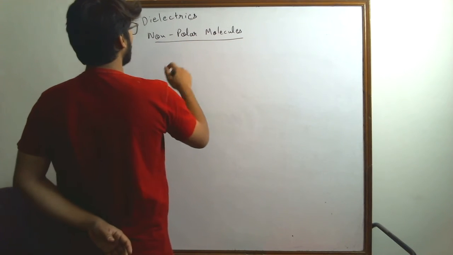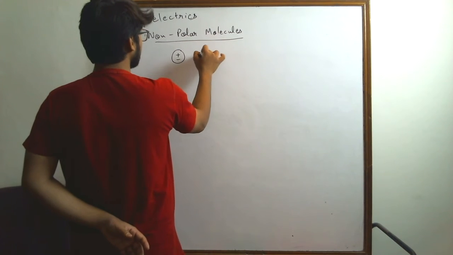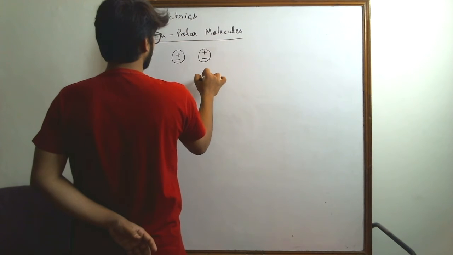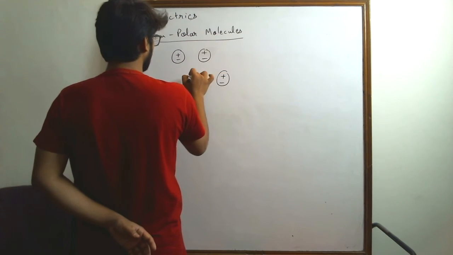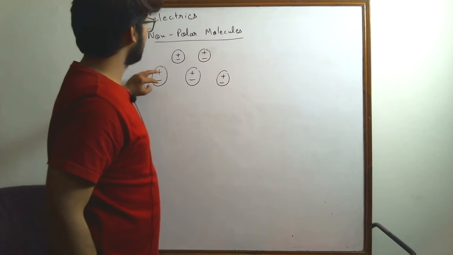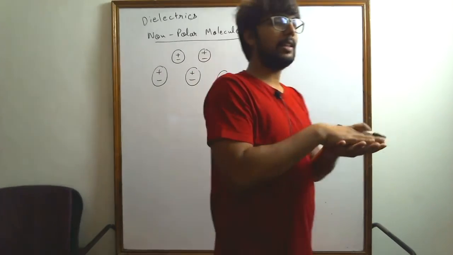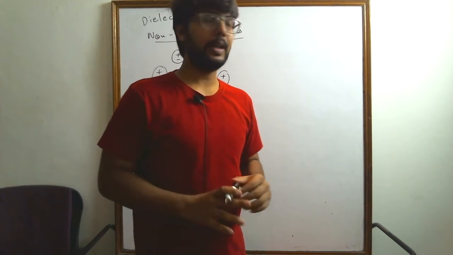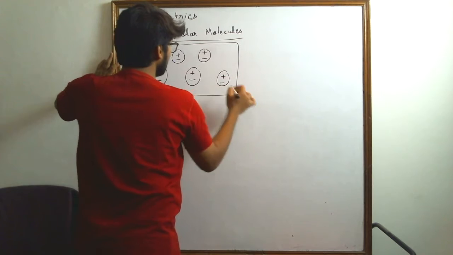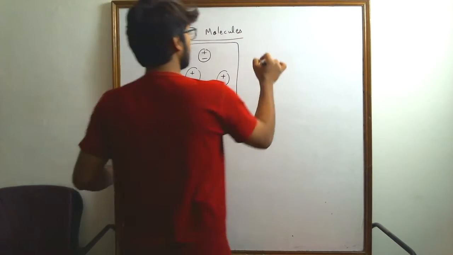Now, non-polar molecules, how do they behave? Imagine a non-polar molecule like this. The centers of the positive and the negative charge are overlapping, creating a neutral molecule. This is my material and these are the molecules in it when there is no external electric field.